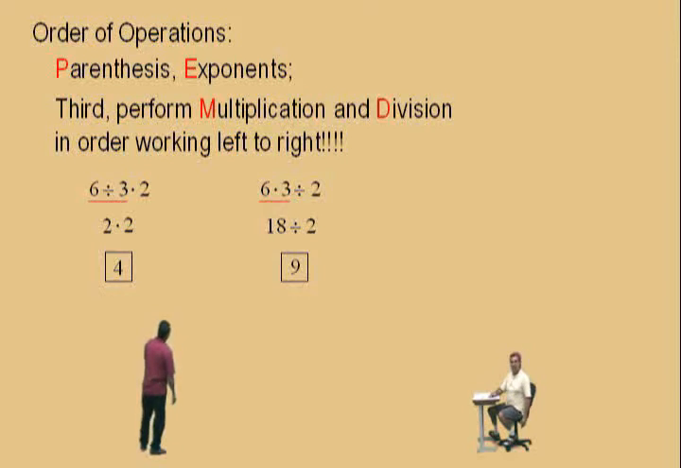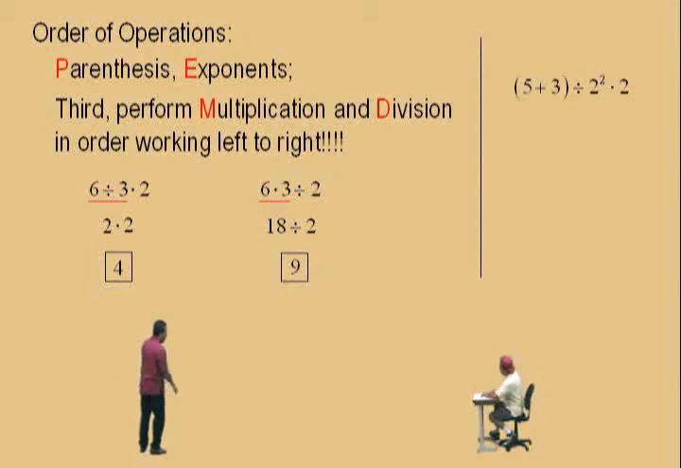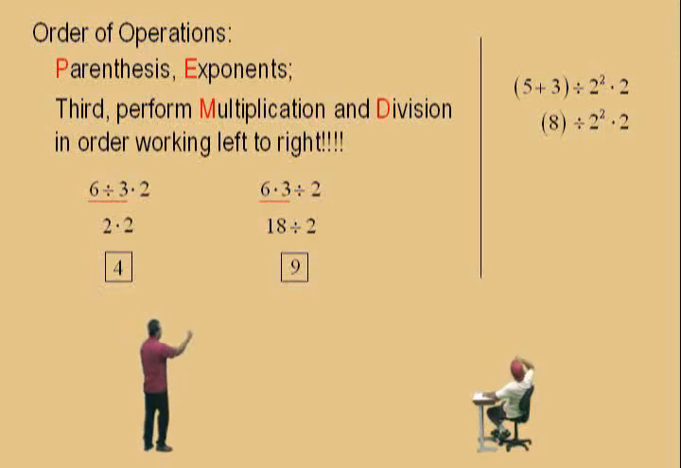All right. Now let's step it up a bit. Let's do this problem over here. Now, what do we have to do first, Charlie? Parentheses. That's right. 5 plus 3 is 8. We'll bring down our work. Now, again, we don't necessarily need that parentheses around the 8. Now, we have 8 divided by 2 squared times 2. What do we have to do next? Exponent. The exponent, the 2 squared. Now, what's 2 squared, Charlie? 4. Okay, so we'll do that first, and we'll bring down our work.